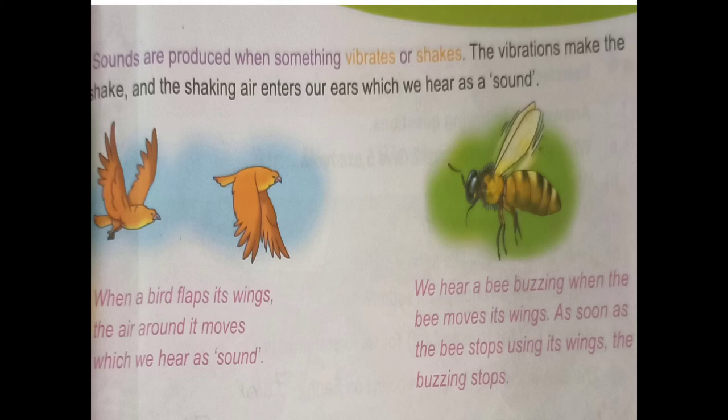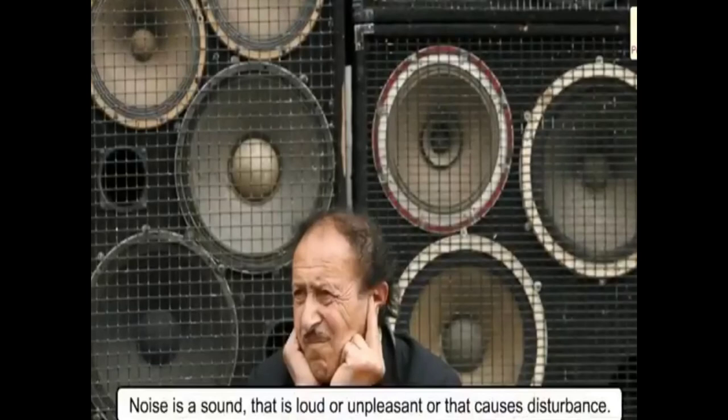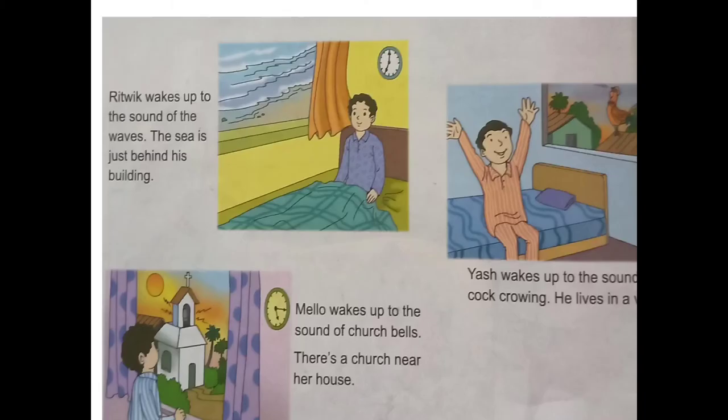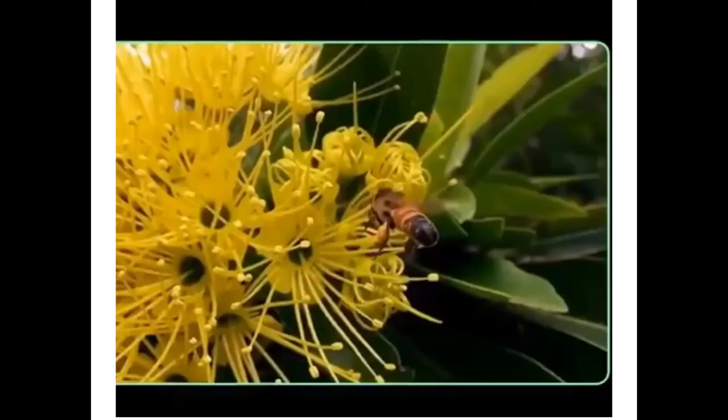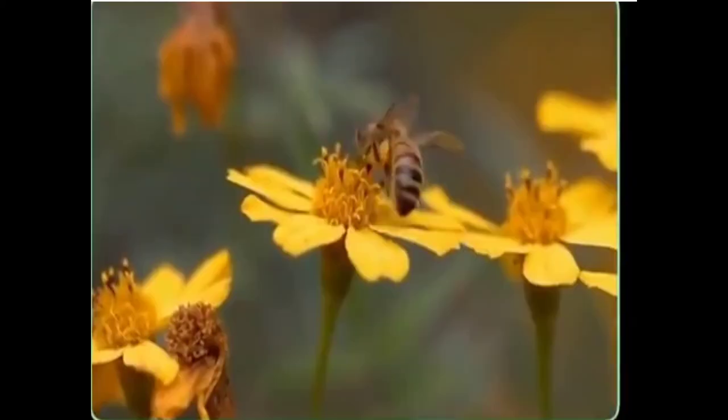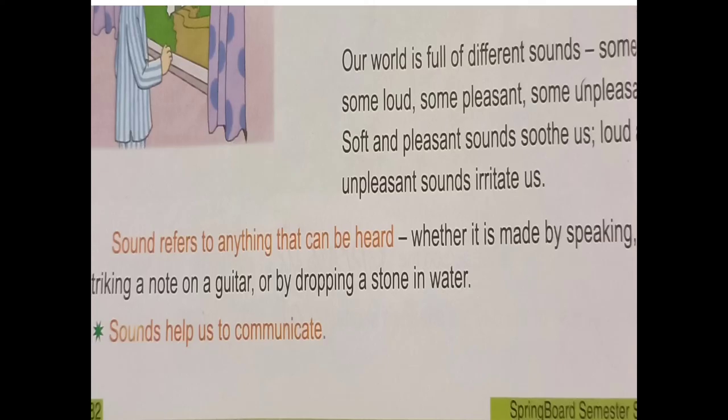Sounds are produced when something vibrates or shakes. The vibrations make the air shake, and the shaking air enters our ears, which we hear as a sound. When a bird flaps its wings, the air around it moves, which we hear as sound. When we hear a bee buzzing, it is because the bee moves its wings. As soon as the bee stops moving its wings, the buzzing sound stops.